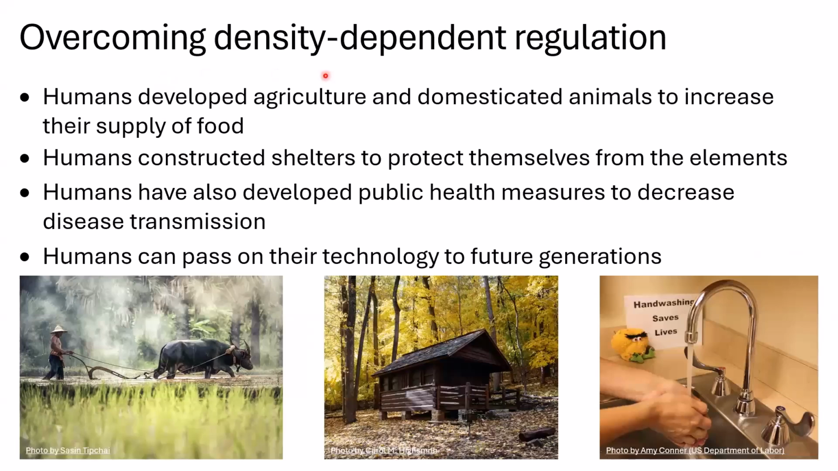Humans have been able to overcome density-dependent regulation in several ways. The development of agriculture and domesticated animals has allowed for increased supply of food. The ability to construct shelters and homes has allowed us to remain protected from the elements, as well as defend ourselves from predators. The development of public health measures, such as washing hands, has decreased disease transmission. Importantly, we are able to communicate and pass on our technology to future generations so that they may continue to benefit.